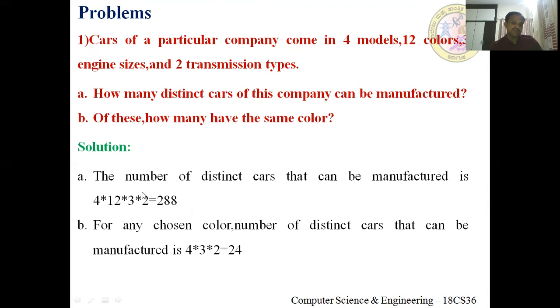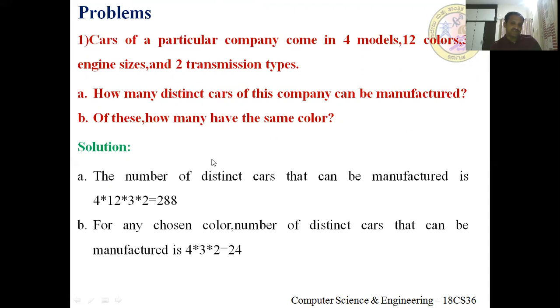This is since we need to apply the rule of product here, because a car means it should have a different model, color, and size. Since all are dependent events, and all are happening simultaneously, one after another, that's why we are going to use the rule of product. Star means multiplication. Then the second sub question is, of these, how many have the same color?